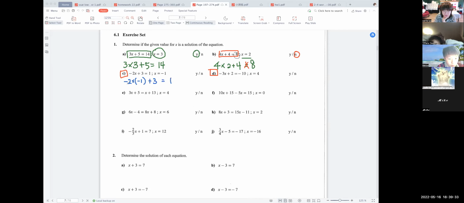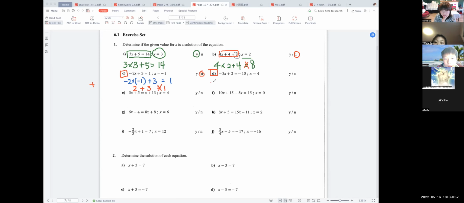Is it right or not? So let's see. Negative 2 times negative 1. When you see two negatives together, that makes what? Positive. So 2 times 1 equals 2. So positive 2, we don't have to write anything. So 2 plus 3 equals 1. Is it right or not? No. So the answer is no.